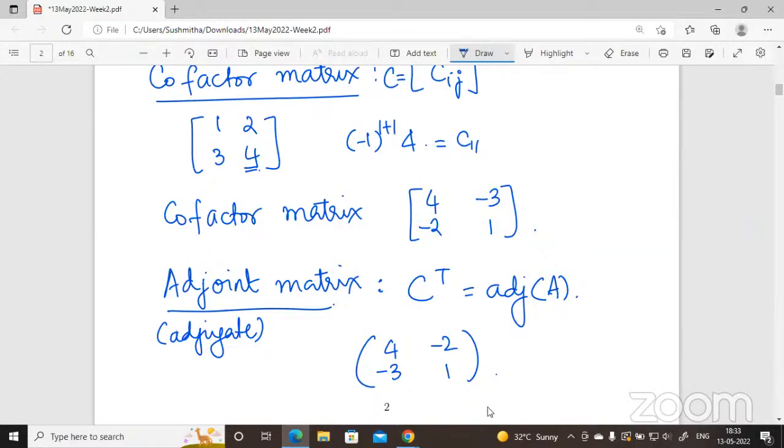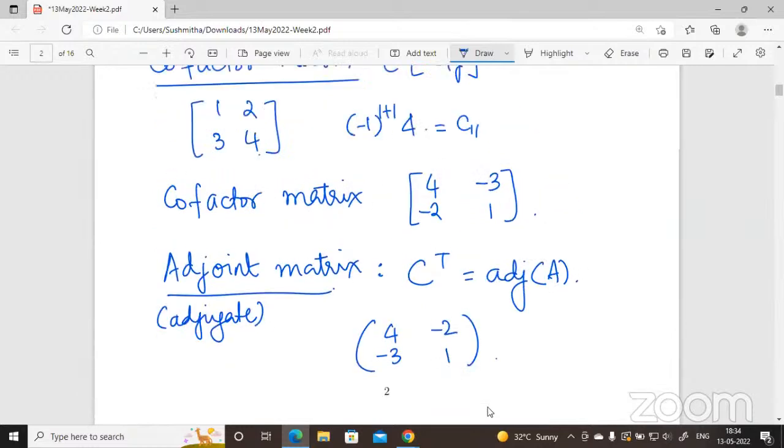Okay. Is this valid for a 3 cross 3 matrix as well? No. This is only for 2 cross 2. Because the minor of this entry is the other diagonal entry, right? Yes, ma'am. For that reason, this interchange thing works. But in 3 cross 3, it doesn't work that way. So what about a 3 cross 3 matrix? There you have to find out the cofactor of each entry and then fill it up. Find the minor, then the cofactor, and then write that down.